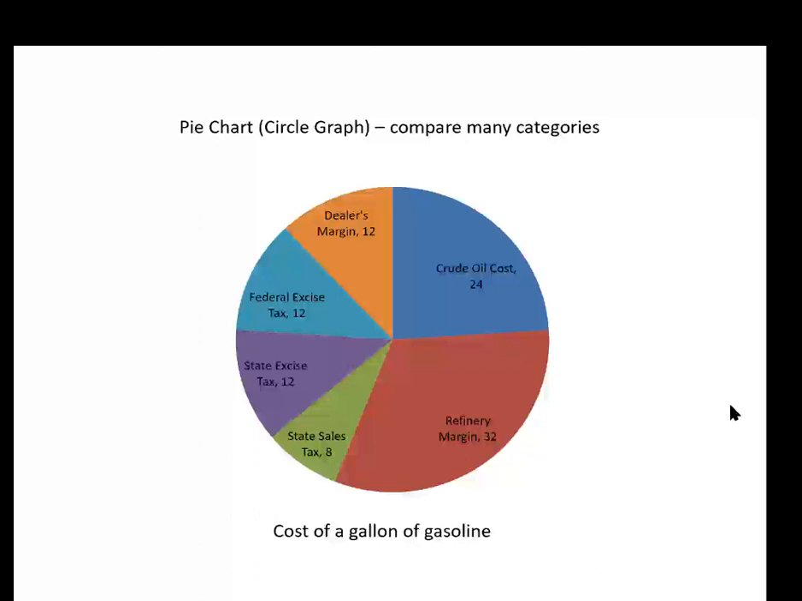This pie chart supposedly shows who gets what percent of the price of a gallon of gasoline. I don't know if the proportions are accurate, but that's a problem for another time. This pie chart will do for my purposes.